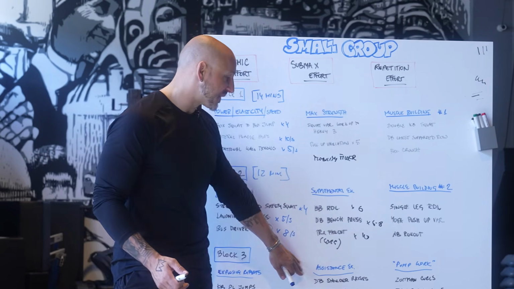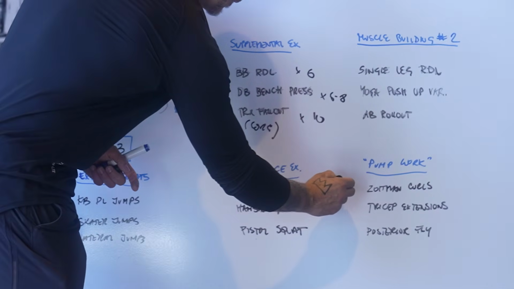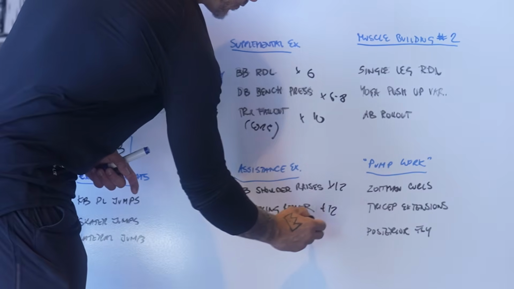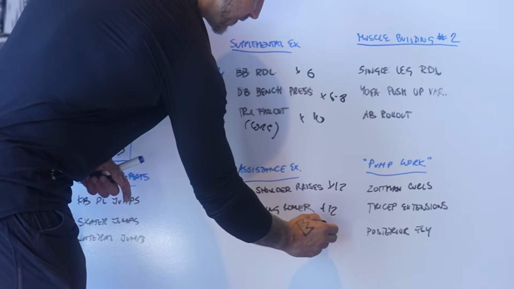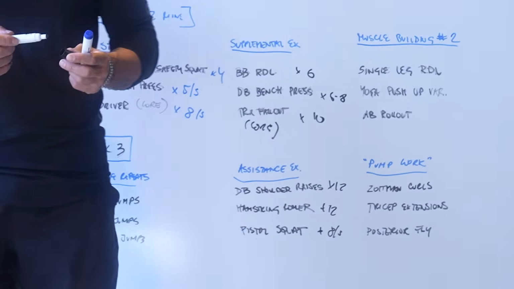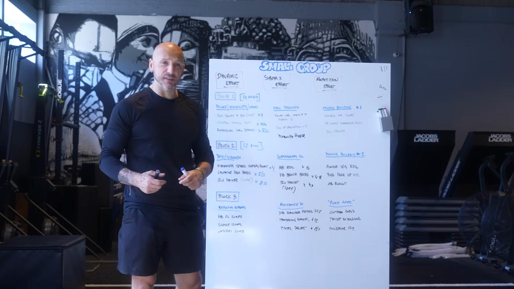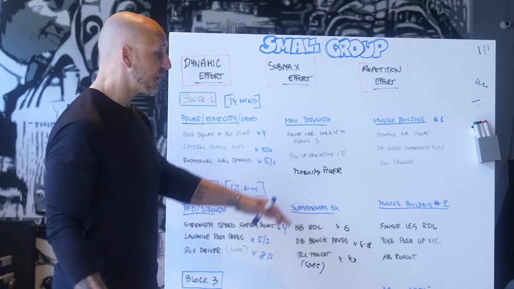And then kind of assistance exercises at the end. We got dumbbell shoulder raises. That might be 12. Hamstring rollers, so some type of hamstring curl. And we might do a pistol squat for a single leg, 8 per side on that. Right? So you kind of throw in a little bit of weakening assistance stuff that's going to help out. So that's our submax effort there.